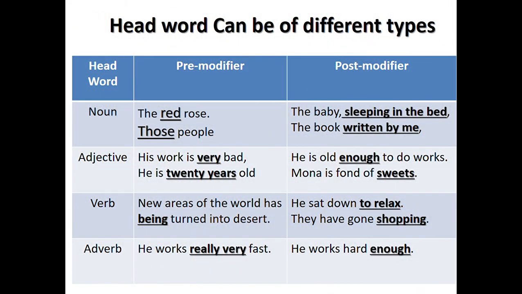Now head word can be different types. Head word may be noun, adjective, adverb, verb like this. Pre-modifier: the red rose, those people, the baby sleeping in the bed, the book written by me. Here pre-modifier: red, those. Post-modifier: sleeping in the bed, written by me.